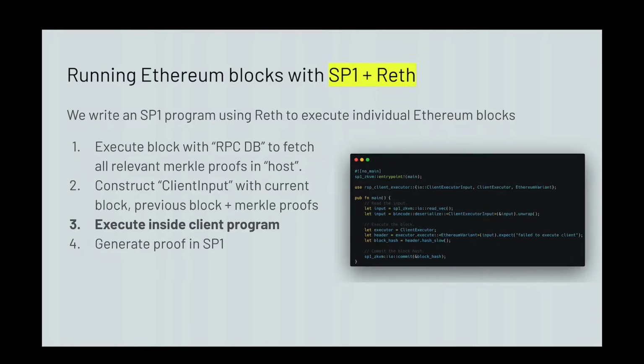Then, once we have that data, this is the actual SP1 program to execute the block. You can see it's very short and simple. We annotate it with this SP1 entry point to denote it's an SP1 program. We read in the input, we deserialize it, we execute the block, we then get the new header, we hash the header, and then we expose that as the public outputs of our proof. Once we have this program, we can generate the proof in SP1, and now we have a proof for an Ethereum block execution.